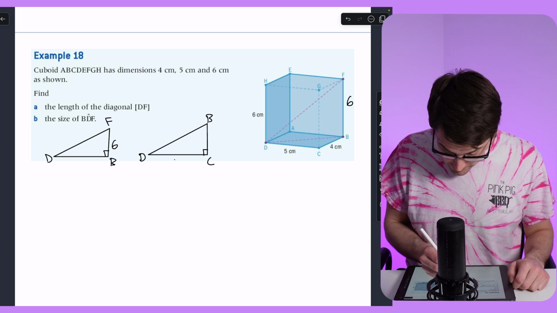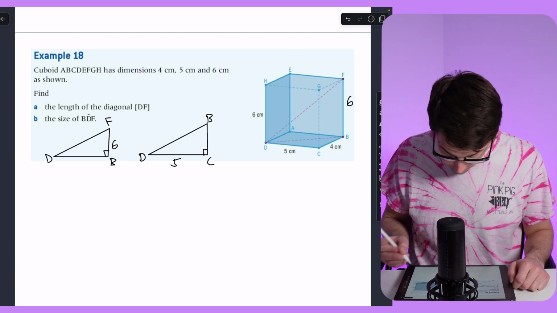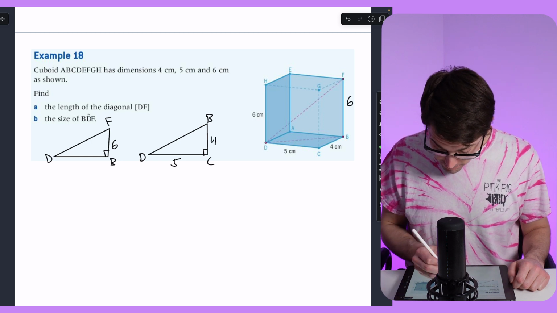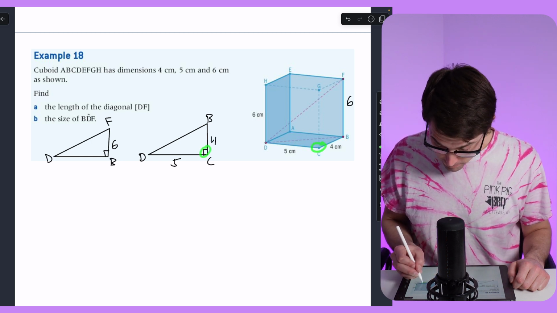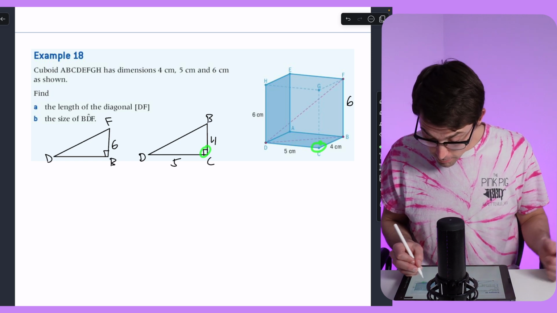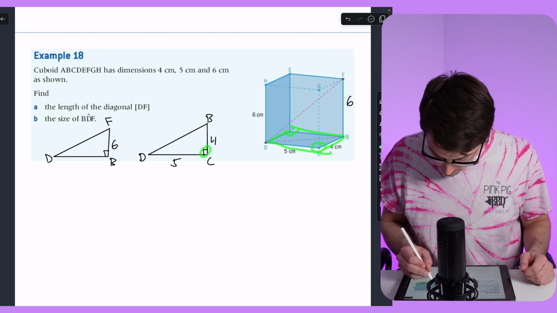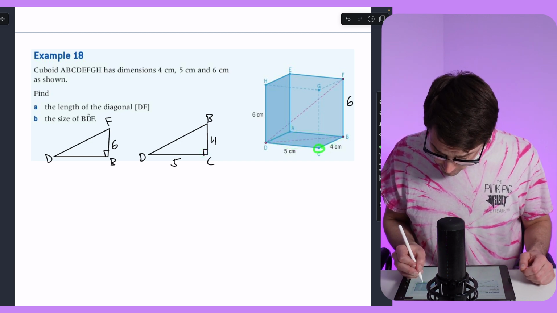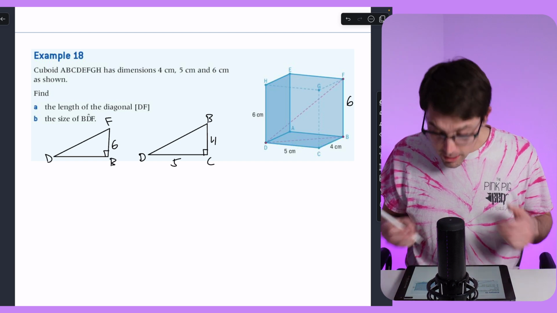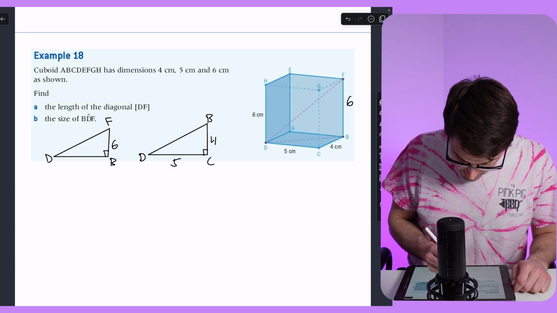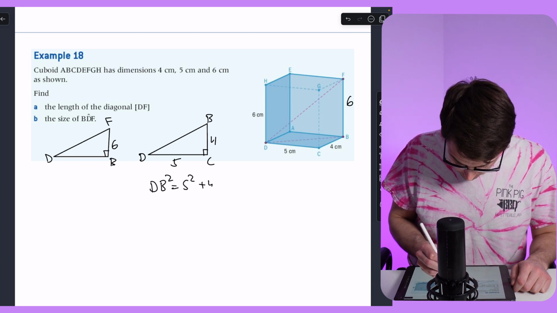So I know that DC is going to be a 5 centimeter length, and then BC would be 4. And I know that this is a 90-degree angle because, well, that's just going to be the nature of what I'm pulling out. Because remember, this is going to be essentially a rectangle, which means that all of these right here are going to be 90 degrees. So if I have a 90-degree angle here, I have 5 and 4 here. I can go ahead and use the Pythagorean theorem to figure out what my missing length is. So I know that DB squared is going to be equal to 5 squared plus 4 squared.